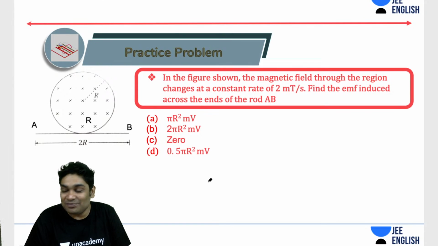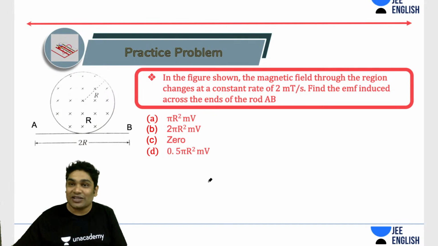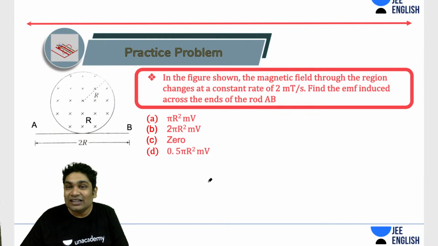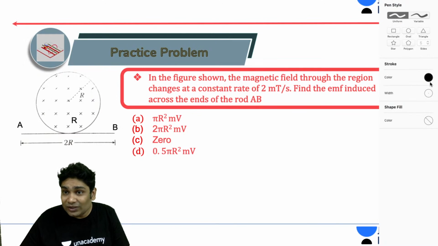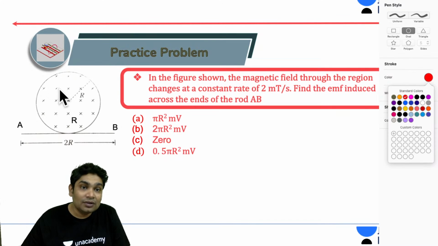Again, very simple. All you need to do is remember the nature of the induced electric field lines. How were they? They were concentric circles with the center at the same point, which is the center of the magnetic field region. Agreed.